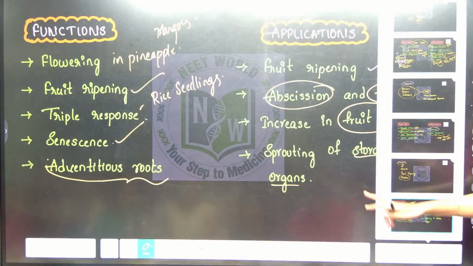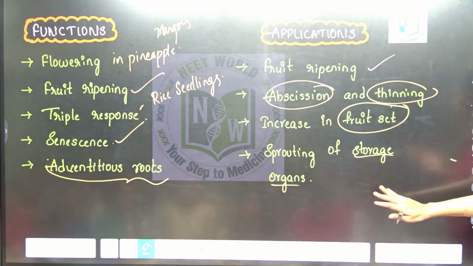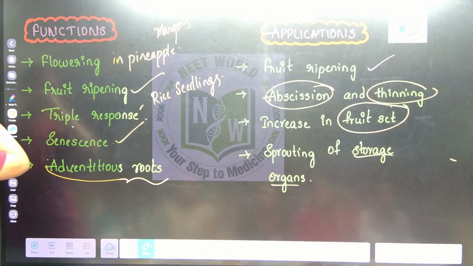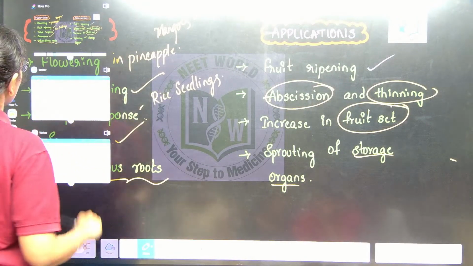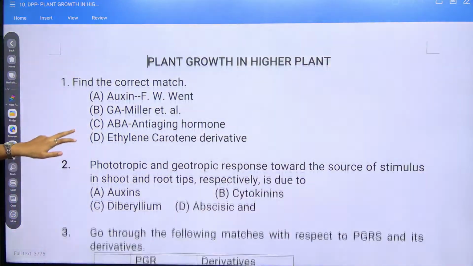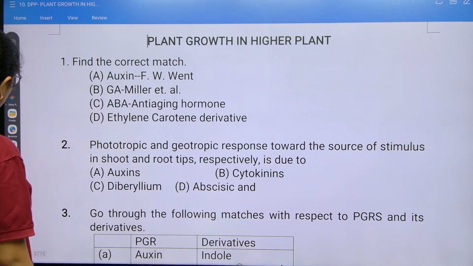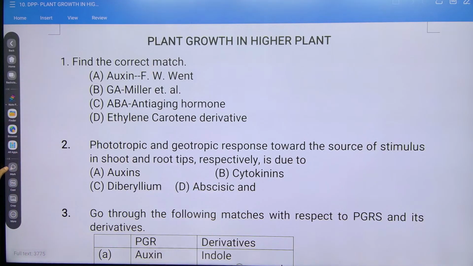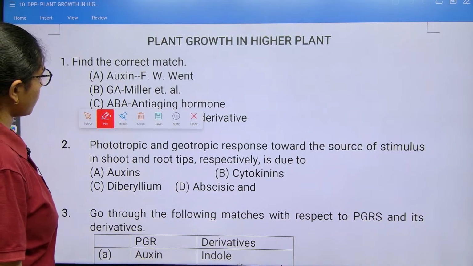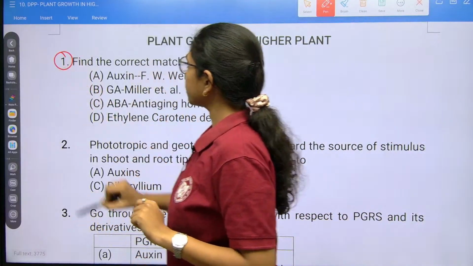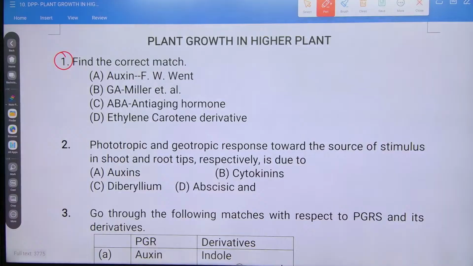So you can note it down later also. After the class I will give you time. Now we will move on to solving the objective questions. Okay. First question. Team A, first question.